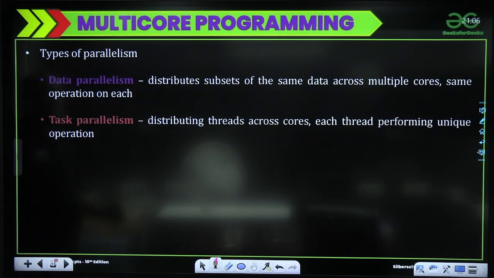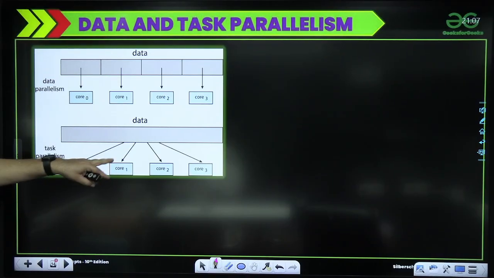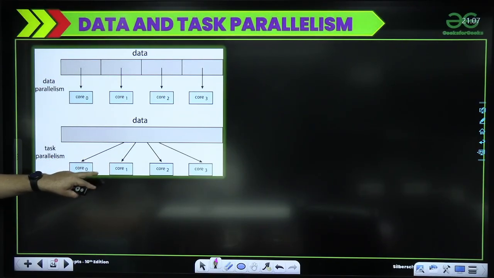So, types of parallelism. Parallelism can be achieved at the data level or at the task level. In data parallelism, we distribute subsets of the same data across multiple cores and the same operation is performed, like addition, multiplication or subtraction, on each of the data. Task parallelism is distributing threads across cores. That is like a process, and within a process, data is distributed and processed. Like this, same data parallelism and task parallelism. Same data being used on different cores by different threads, that is task parallelism.